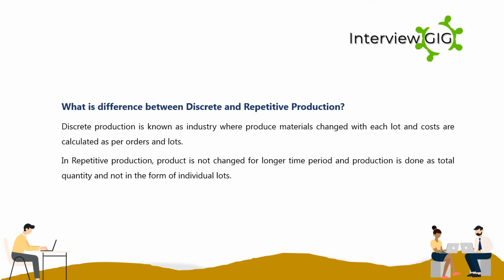What is the difference between discrete and repetitive production? Discrete production is known as an industry where the produced materials change with each lot, and costs are calculated as per orders in lots. In repetitive production, the product is not changed for a longer time period, and production is done as total quantity and not in the form of individual lots.